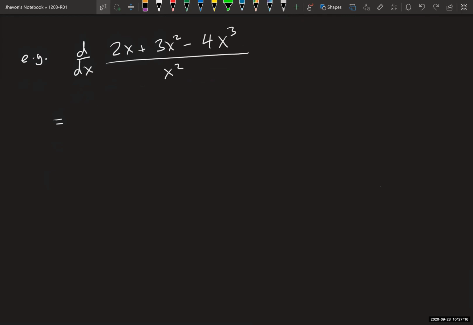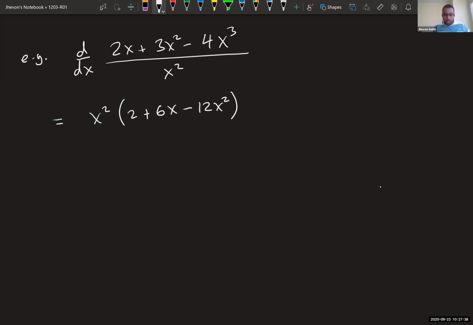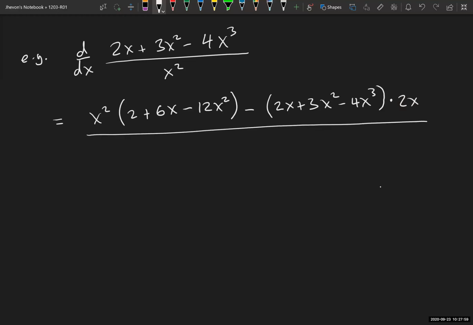So you do x squared times the derivative of the numerator, which would be 2 plus 6x minus 12x squared. And then you do minus the numerator, so minus 2x plus 3x squared minus 4x cubed, times the derivative of the denominator, which is 2x, all over the denominator squared, which would be x squared to the second power, so x to the fourth.